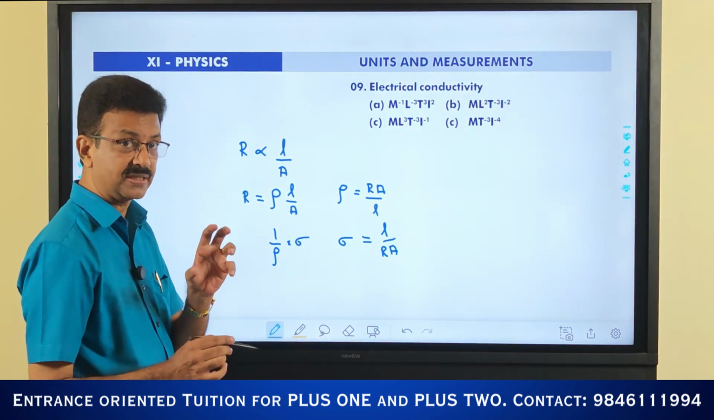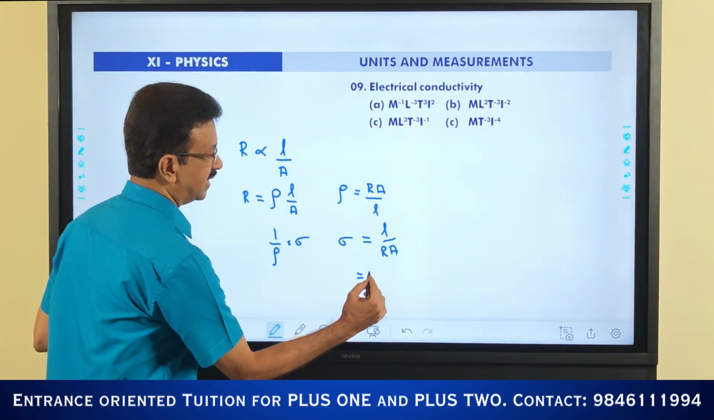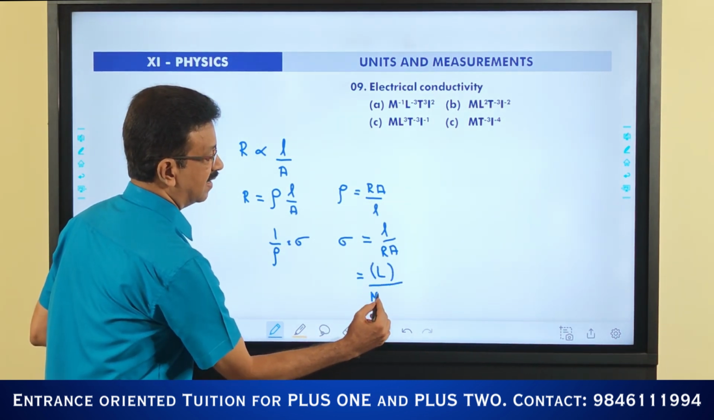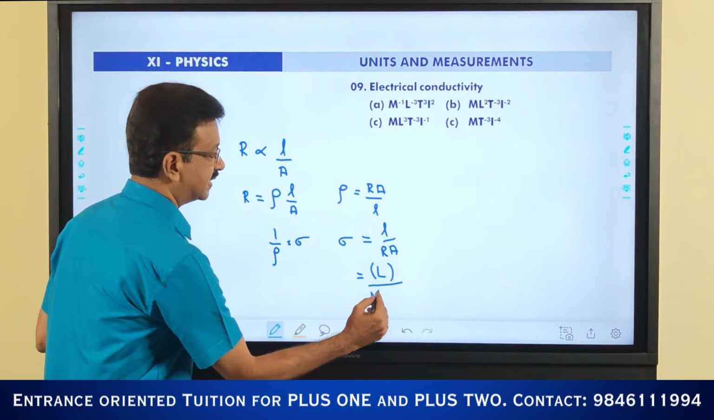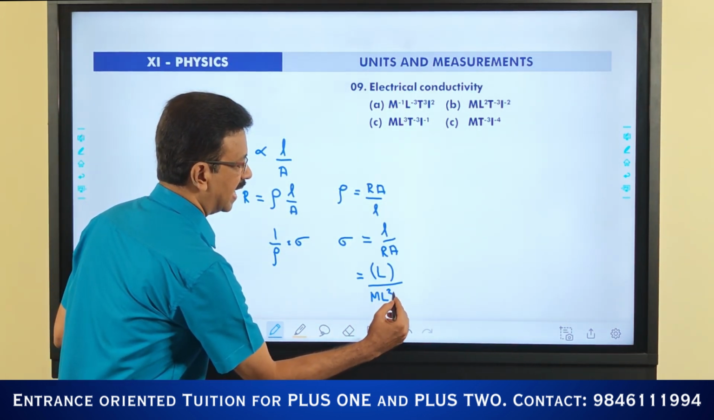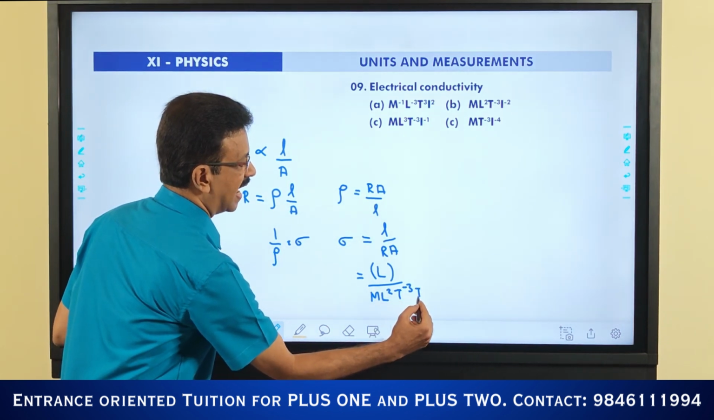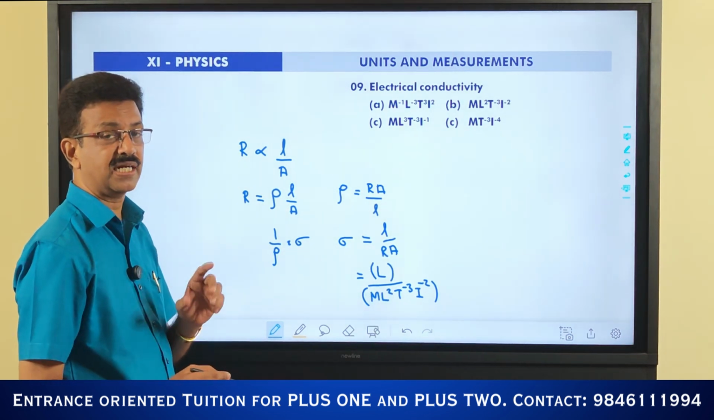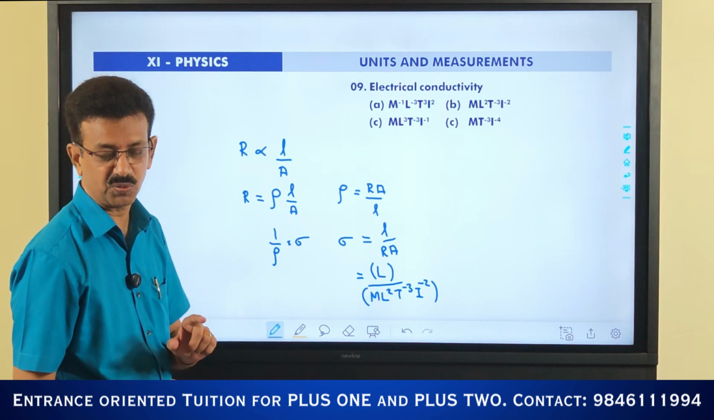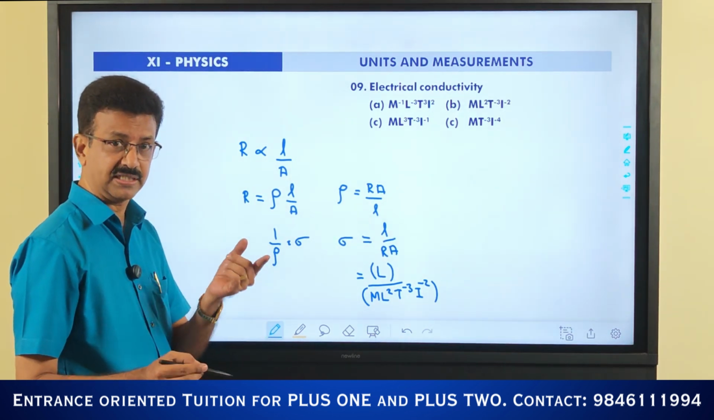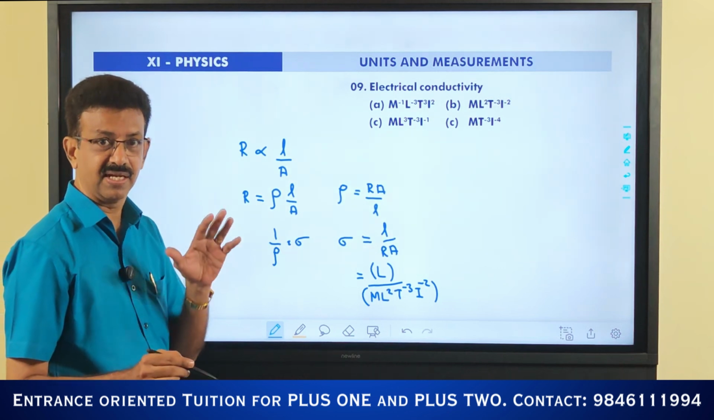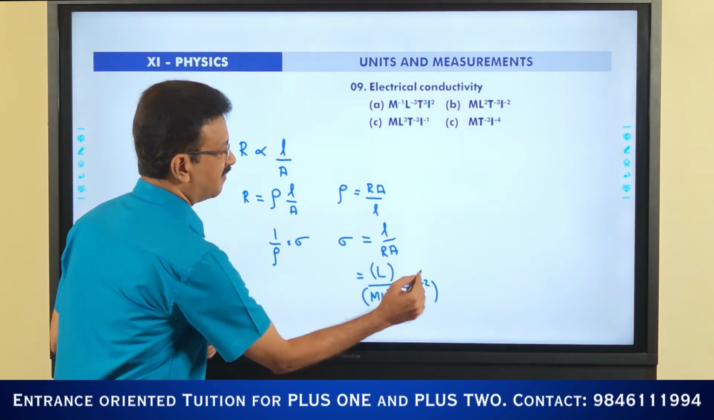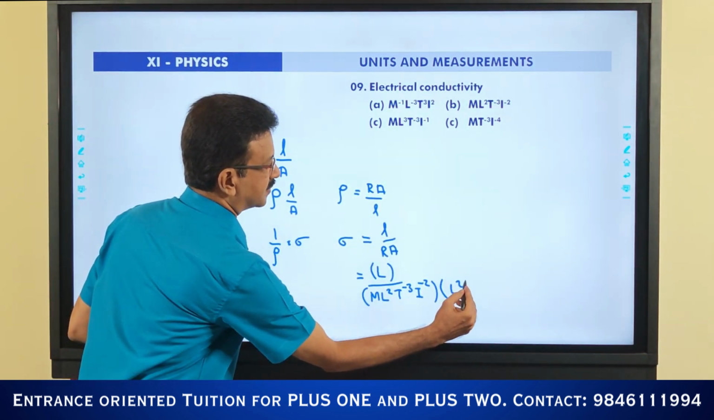Now taking the dimensions of each term in the given equation, instead of length, capital L, instead of resistance, voltage by current gives resistance. Its dimensional formula is M L square T raised to minus 3 I raised to minus 2. For electric potential, we have already mentioned M L square T raised to minus 3 I raised to minus 1. Potential divided by current gives the resistance. Therefore, it becomes M L square T raised to minus 3 I raised to minus 2. Then for area, L square.